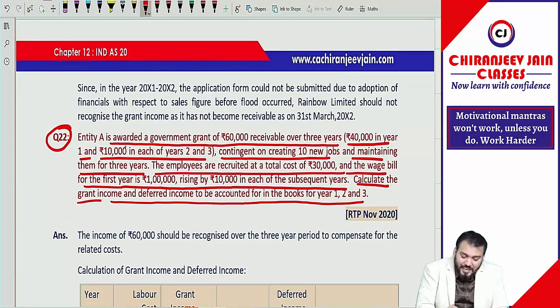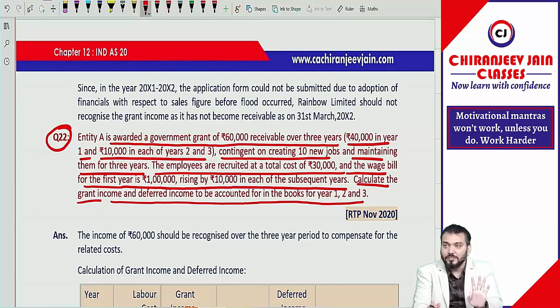Entity A is awarded a government grant of 60,000 receivable over 3 years. Now I am reading, one second for you. First sentence you have understood. Then in the contract it is written receivable over 3 years as per contract: 40,000 in year 1, 10,000 in year 2, 10,000 in year 3. Means this is due to be received as per the contract. Contingent on creating 10 new jobs and mentoring them over 3 years.